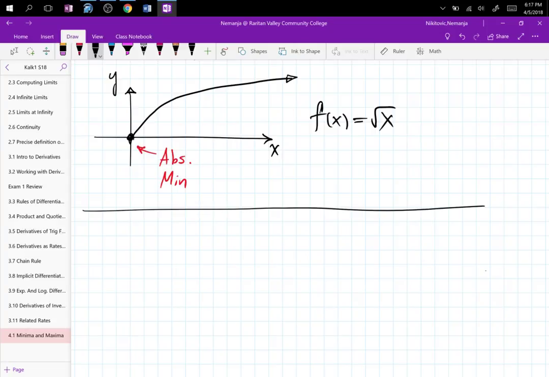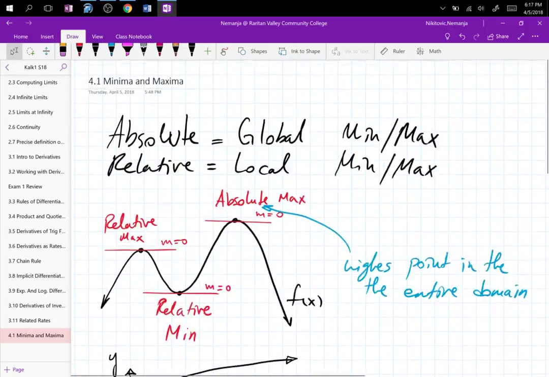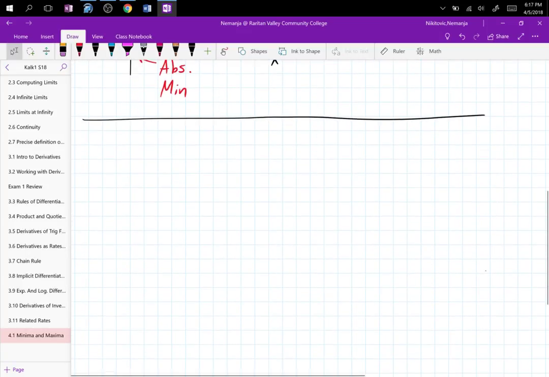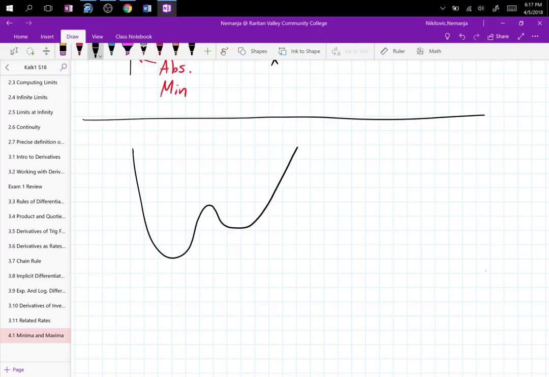So hopefully we understand. Now let's take a look at this. Okay, can you populate this picture in your notes? Call this g of x. You need to label each of the mins and maxes that you see over there as relative or absolute.